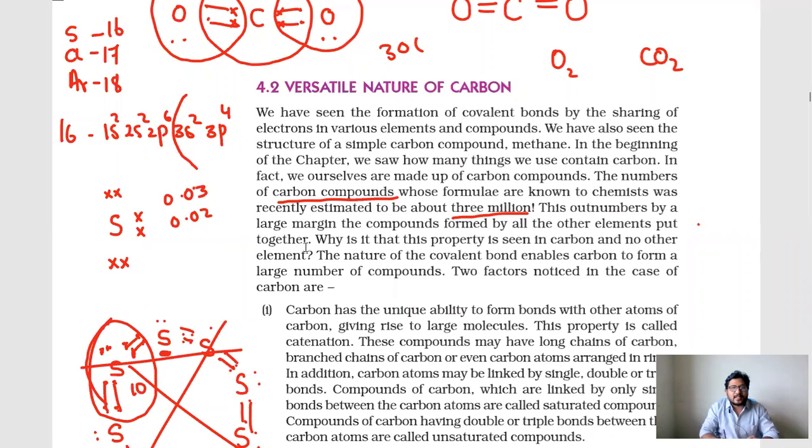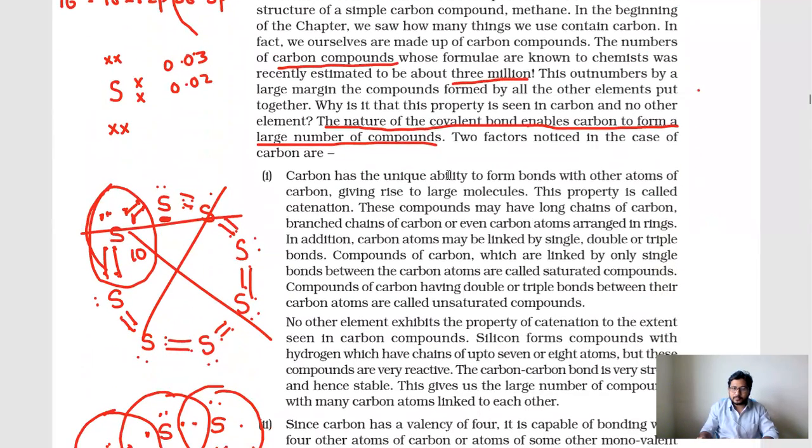Why is that property in carbon and no other element? Why can only carbon be found in over 3 million substances, and why can you see 30 lakh carbon compounds? Why can we not see this in some other element? The nature of the covalent bond enables carbon to form a large number of compounds. Whenever carbon wants to get stable, it can share its electrons with other elements. Because of the covalent bond only, you can observe this large number of compounds.